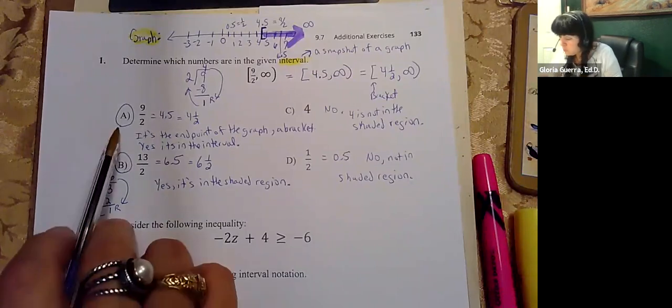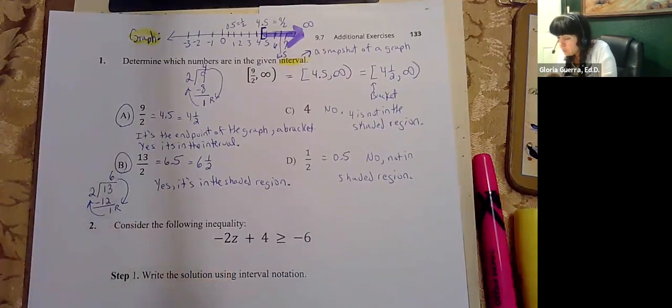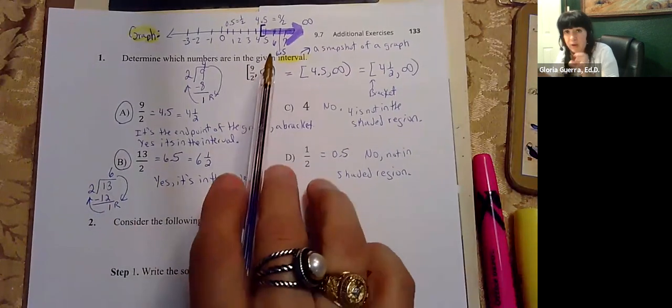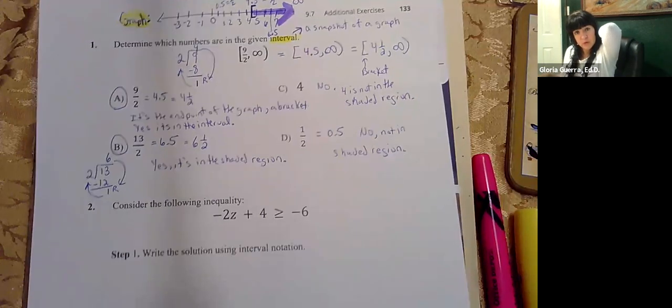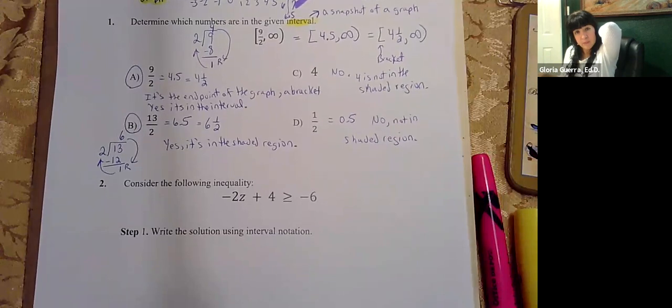So just these two, A and B. Okay, all right. So make it a habit, when you have an interval and a graph, to do both graph and interval, and then you can answer questions about that. It's going to help. Now if you look at 2, consider the following inequality.